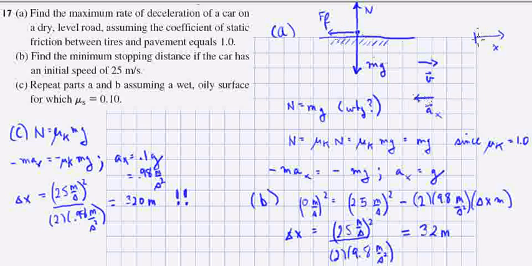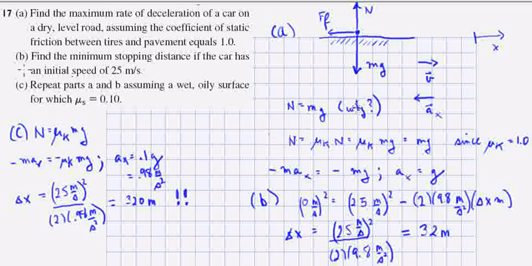So let's take a coordinate system x which points to the right, and I can start the problem by stating that N equals mg. Why is that? It's true because there's no acceleration in the y direction, so it's a consequence of Newton's second law in the y direction.